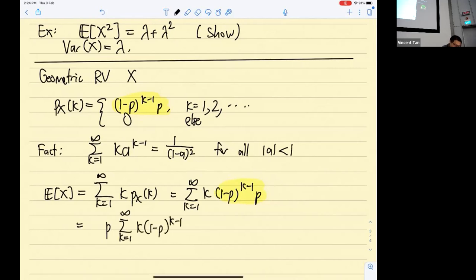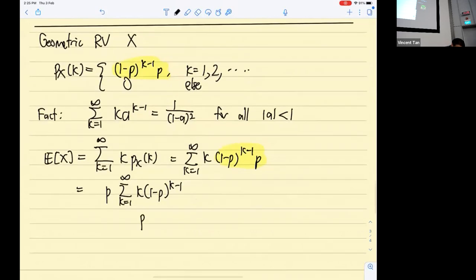Aha, now I'm in business, because this infinite sum here follows this fact here, except that I need to take a to be 1 minus p. All right, and let's say that p is between 0 and 1. Let's say p is not equal to 0. If p is not equal to 0, 1 minus p is not equal to 1, so there's no problem. So we can make use of the fact directly.